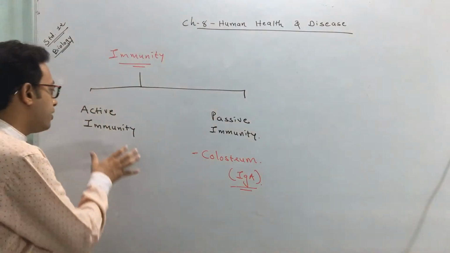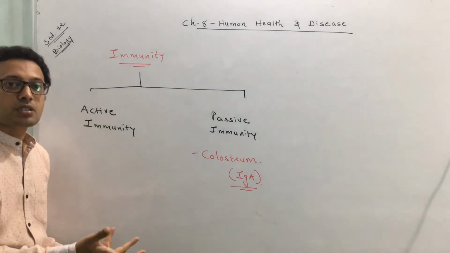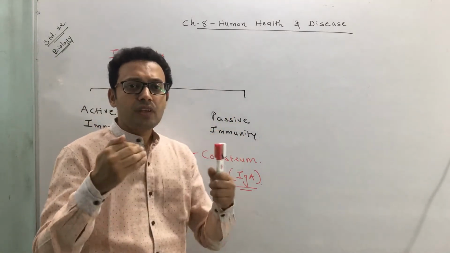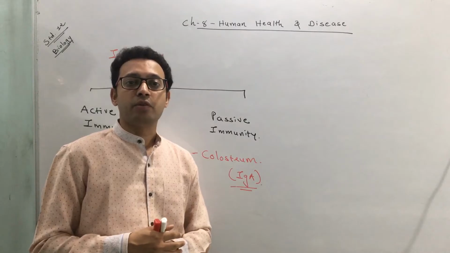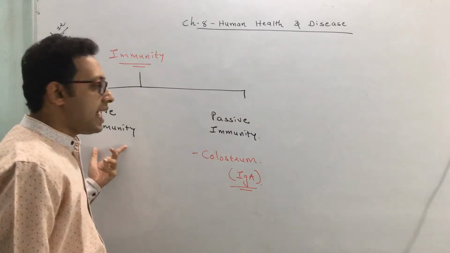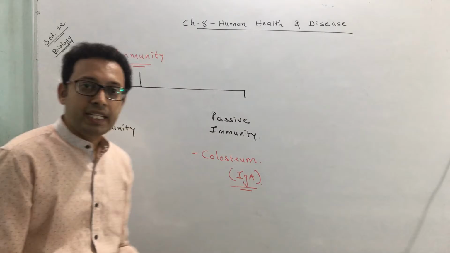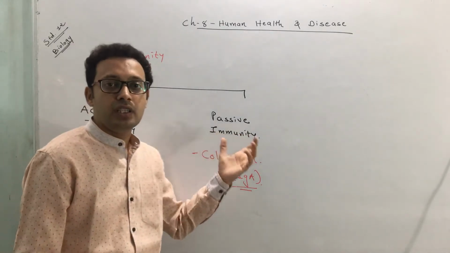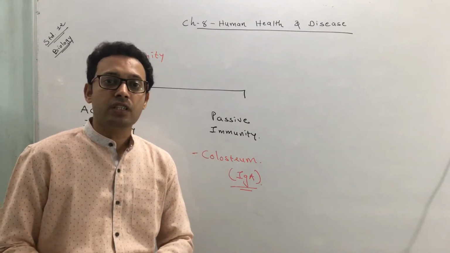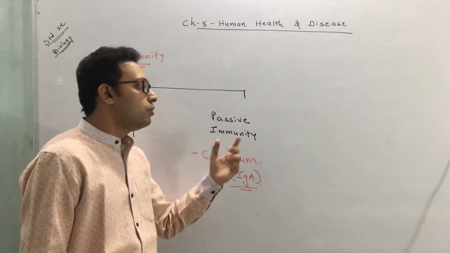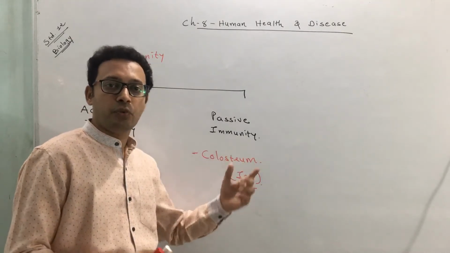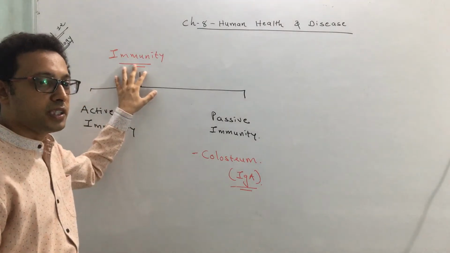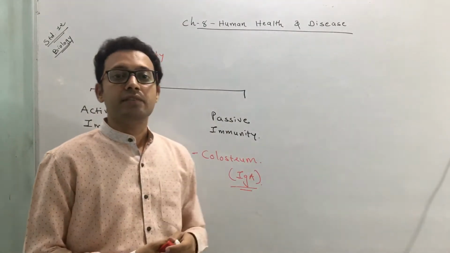Clear? So in active immunity, the host produces the antibodies, and in passive immunity, the host receives the ready-made antibody. This is the difference. In active immunity, it takes a certain time to produce, so it's a slow process. But in passive immunity, the host receives the ready-made antibody, so it doesn't take any time to fight. Its response is fast. So this is another type of classification of immunity, active and passive immunity.